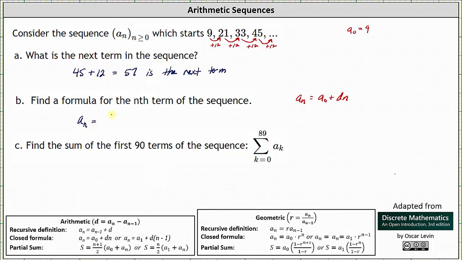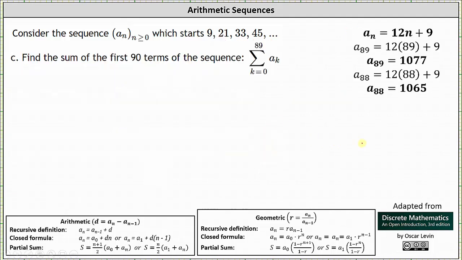equals 9 plus 12n. For part C, we're asked to find the sum of the first 90 terms of the sequence, which would be the sum from k equals 0 to 89 of a sub k. Notice 0 through 89 does result in 90 terms. In this lesson, I will show how to determine the sum two ways, one by expanding the sum and another using the formula below. Let's do this on the next slide.